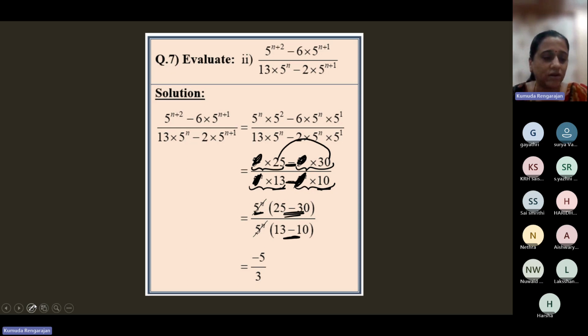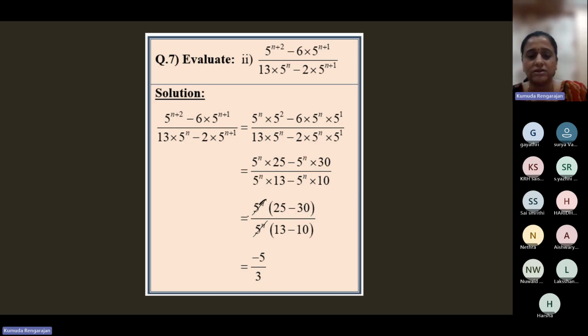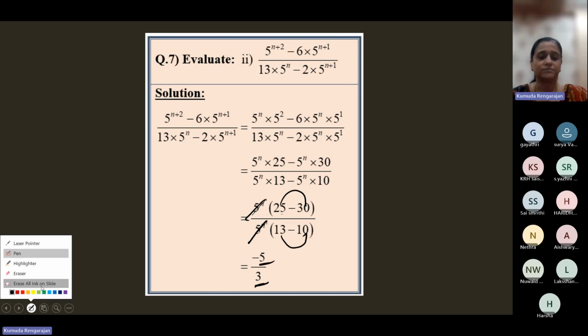Now, in the numerator and denominator, 5 to the power n gets cancelled. Simplifying the brackets, 25 minus 30 is minus 5, and 13 minus 10 is 3. So the answer is minus 5 by 3.